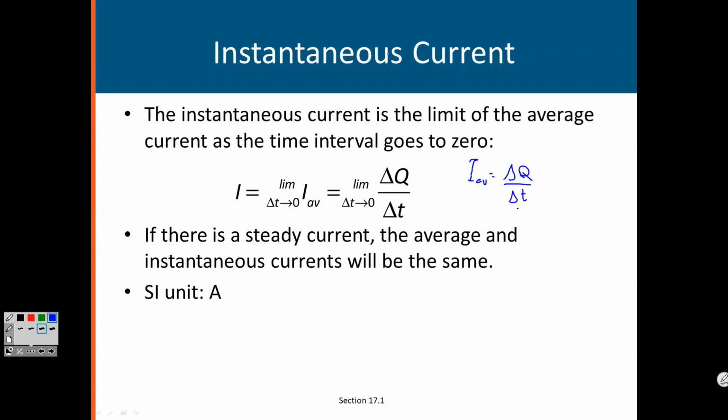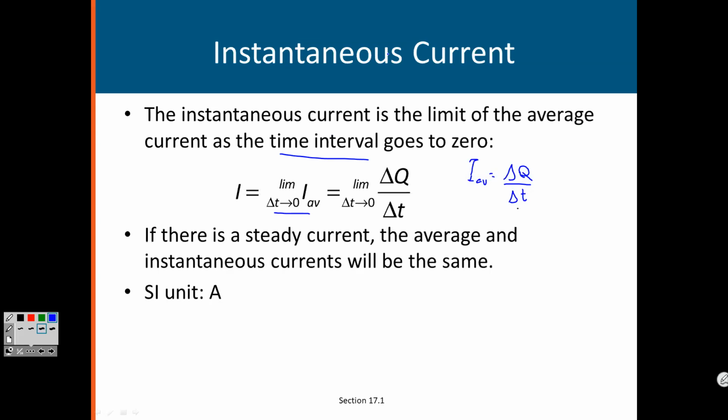But like we had in mechanics, we go from average to instantaneous. So the instantaneous current, at one particular moment, not over a duration of time, is defined as the limit of the average current as the time interval goes to 0. If there is a steady current, suppose the current is constant, the same value, the same rate of current flowing, then there is no difference between average and instantaneous.